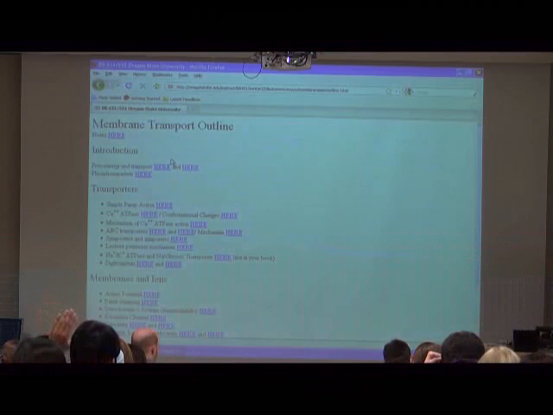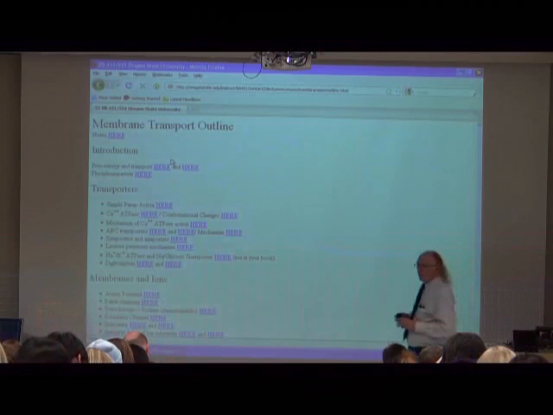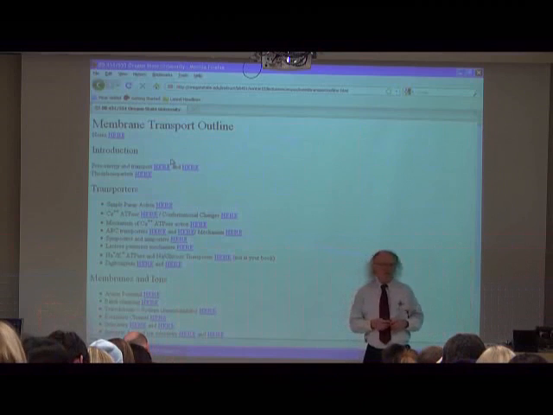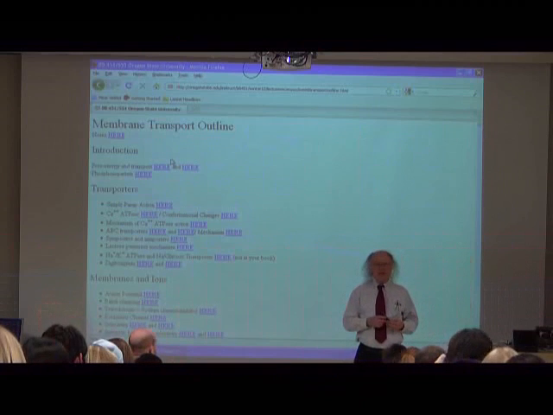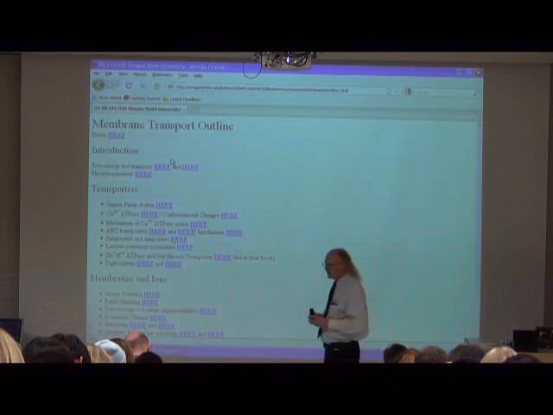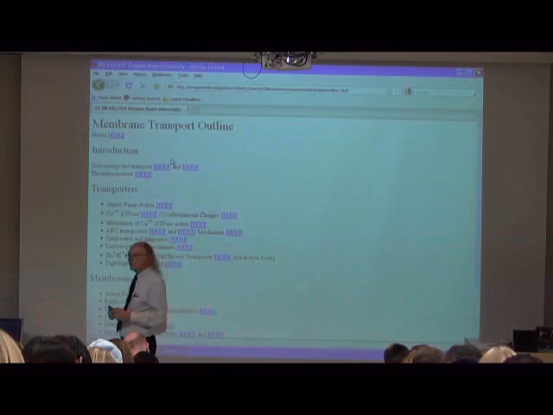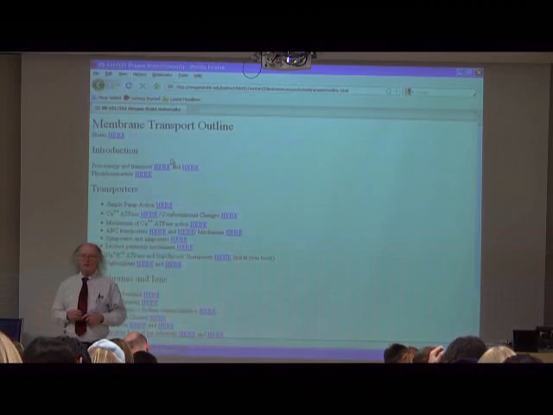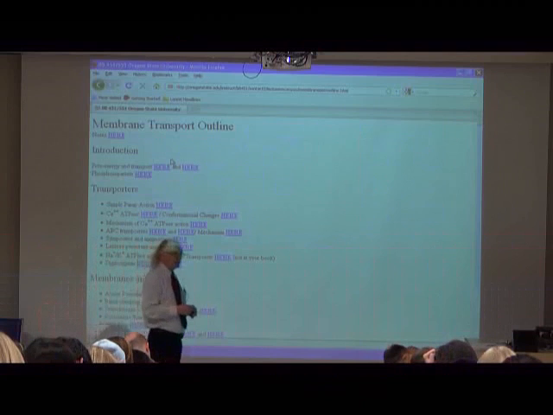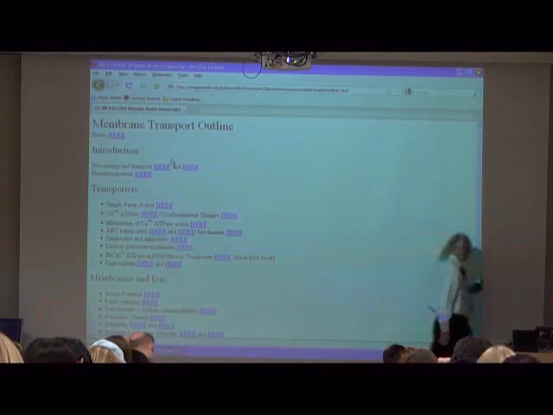Active transport is the other mechanism. It's actually more common. And active transport is a mechanism where at least one molecule is being moved against a concentration gradient. That means, therefore, that it takes energy. And that's actually the first slide I'm going to show you right here.